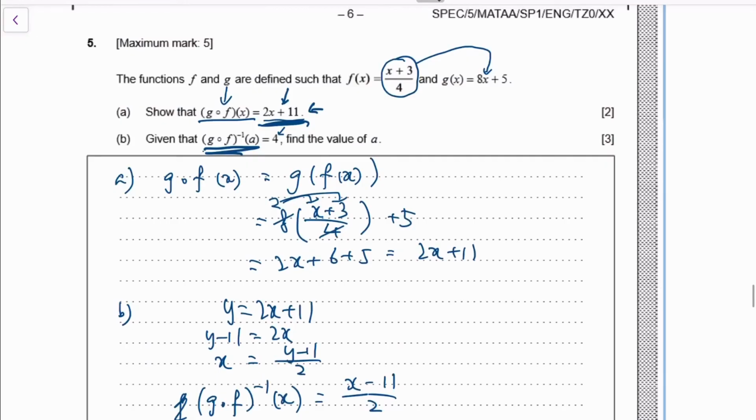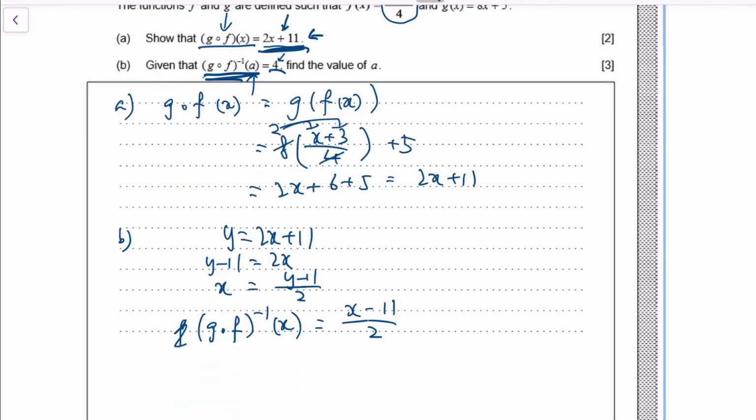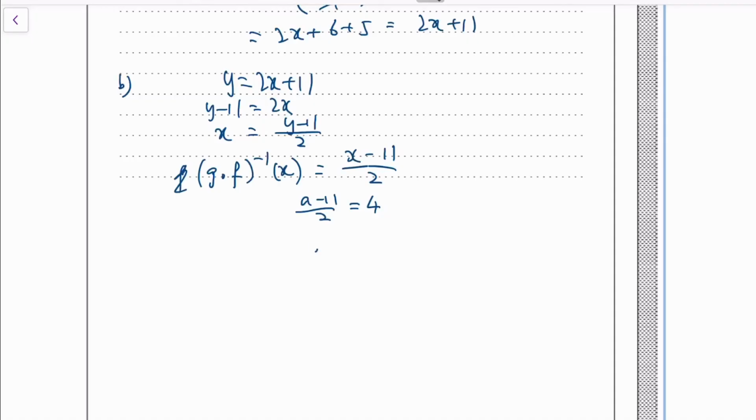So the question says if you put a in, you should get 4. So you put a into x, you're supposed to get 4. So find a. So just solve for a, right? So a minus 11 would be 8. You multiply the 2 to the other side, and then you get 19. Done.